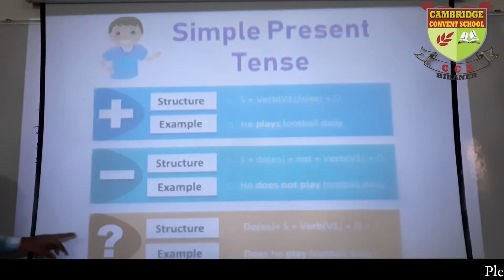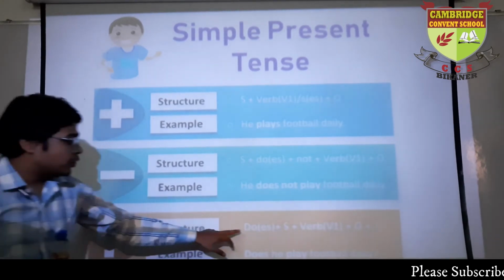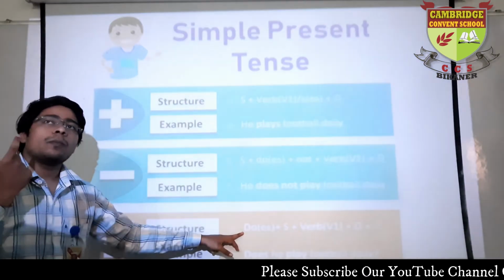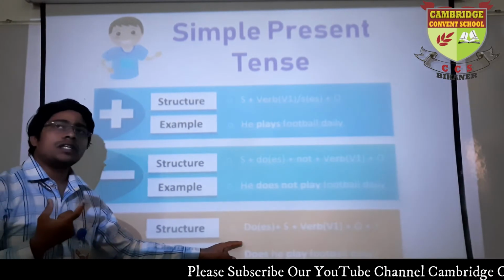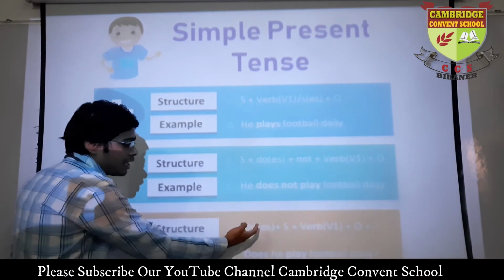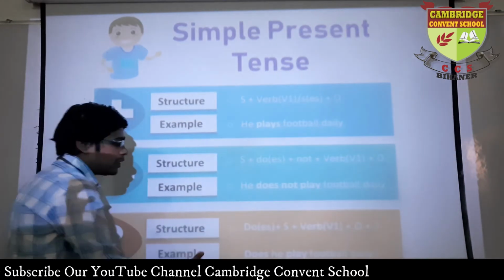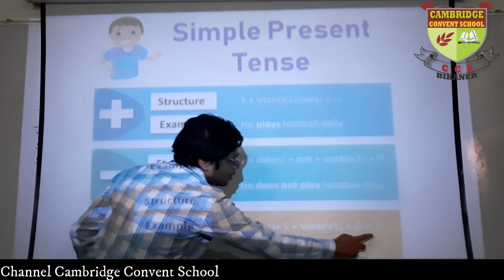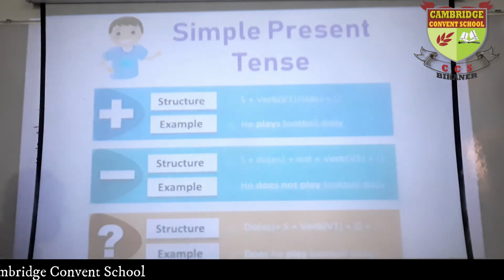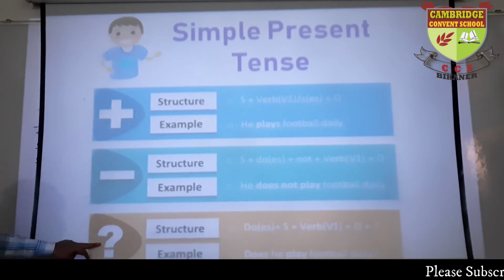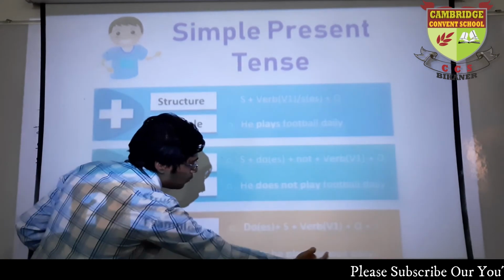In interrogative sentences, you have to put the helping verb at the start of the sentence. The helping verb is do or does as necessary for the subject, plus subject, plus verb's first form, plus object, plus the mark of interrogation. An example of an interrogative sentence is: Does he play football daily?